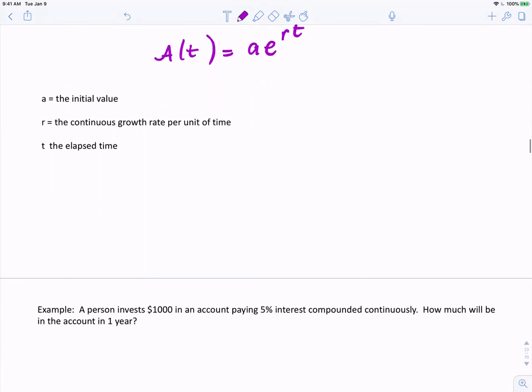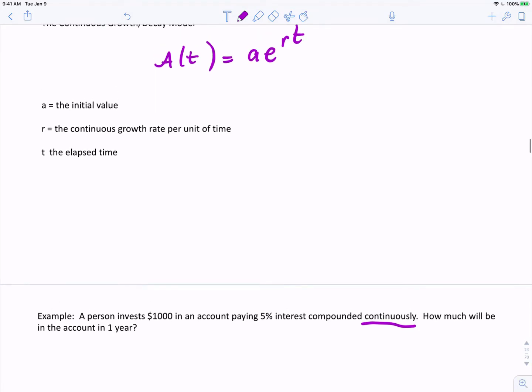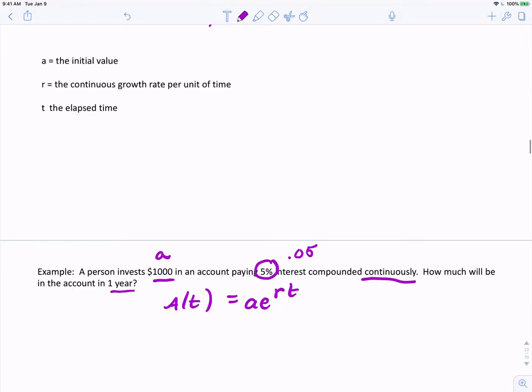So let's take a look at some examples. A person invests $1,000 in an account paying 5% interest compounded continuously. How much will be in the account in 1 year? Compounded continuously means we'll be using this continuous compound interest formula, A of t is equal to A e to the rt. Our initial amount is $1,000. Our rate is 5%, as a decimal 0.05, and we're going to leave it in the account for 1 year. So the amount would be equal to 1,000 e to the 0.05 times 1.